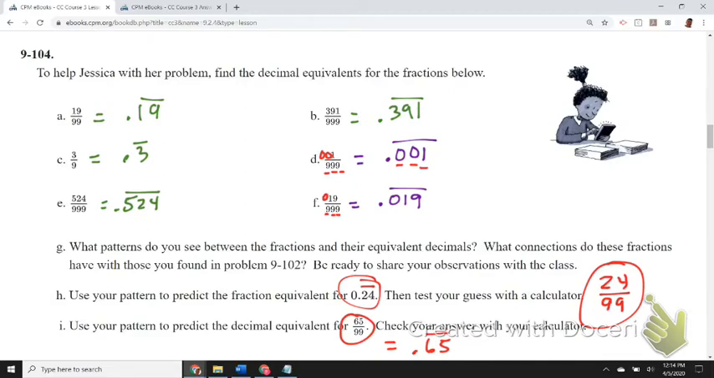Why 99 instead of 9 or 999? It's because the number 24 has 2 digits. So because it has 2 digits, there's going to be 2 nines, right? And then the same thing for 65 over 99, it's going to be 0.65 with a bar over it.